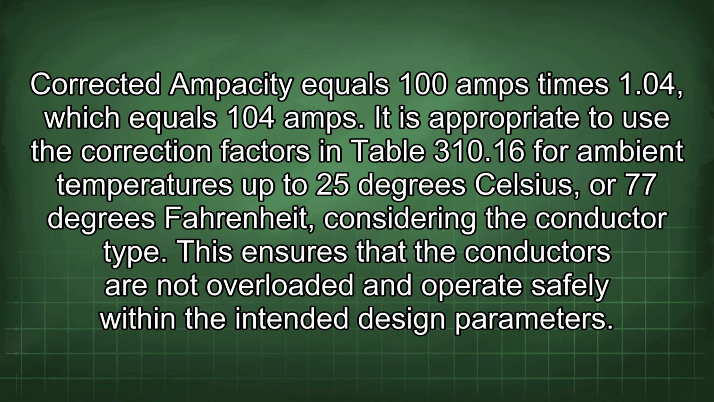It is appropriate to use the correction factors in Table 310.16 for ambient temperatures up to 25 degrees Celsius or 77 degrees Fahrenheit, considering the conductor type. This ensures that the conductors are not overloaded and operate safely within the intended design parameters.